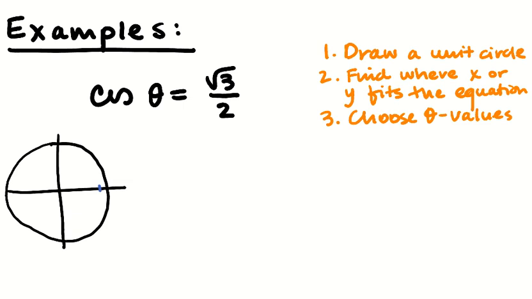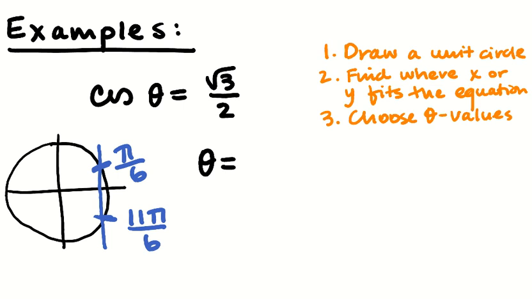So you go really close to 1, and these are the places where the x-coordinate is root 3 over 2. And you see we hit early on. That's going to be pi over 6. And then we also hit almost all the way to 2 pi. That's 11 pi over 6. But we learned last time we could also call this negative pi over 6. Whatever you think. And then those are the theta values. So that means that theta equals pi over 6 or 11 pi over 6.